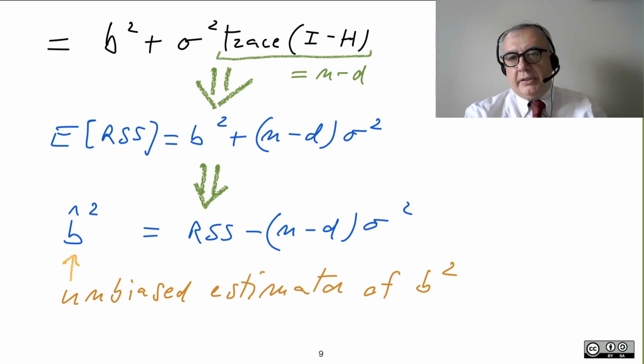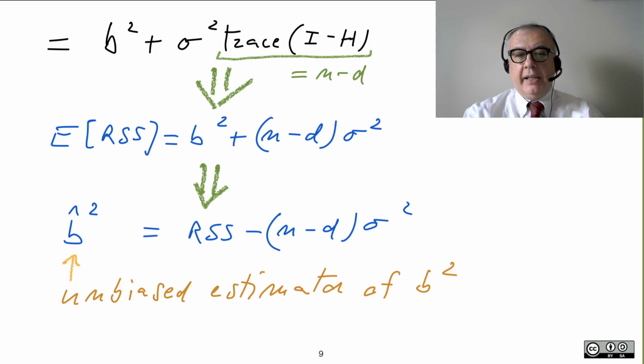This is interesting on its own, but for us it will be interesting also because it gives a method to estimate the squared bias. Therefore, from here I can say that an unbiased estimator of the squared bias could be RSS. Of course, I don't know the expected value of RSS. I can just compute RSS on my training data, and I will use that as a substitute for the expectation, minus this term. So this is a first achievement.